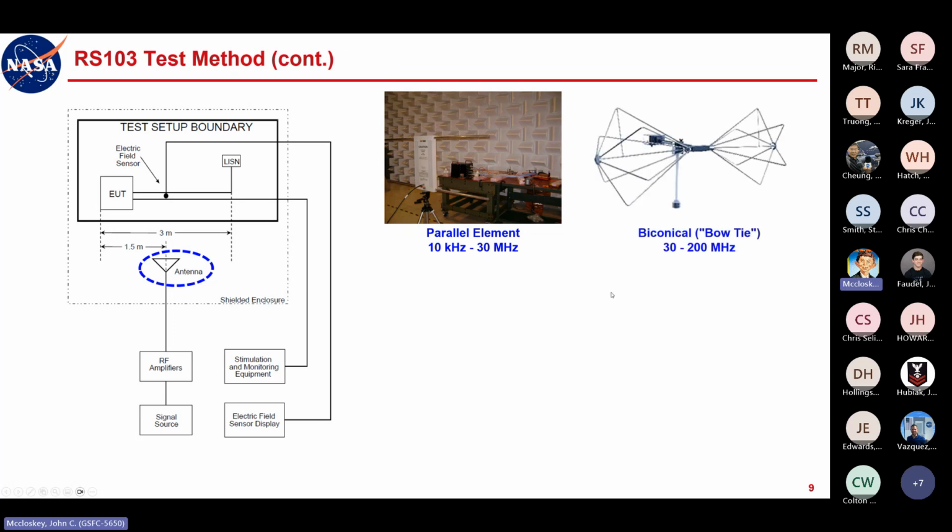The biconical antenna is fine to also use as a transmit antenna. Well, it's fine in terms of being reciprocal, that if you're using it as a receive antenna, you can use it as a transmit antenna as well. However, these two antennas should only be used if you have intentional transmitters operating in these frequency ranges. If not, then we don't generally test RS103 in these frequency ranges.